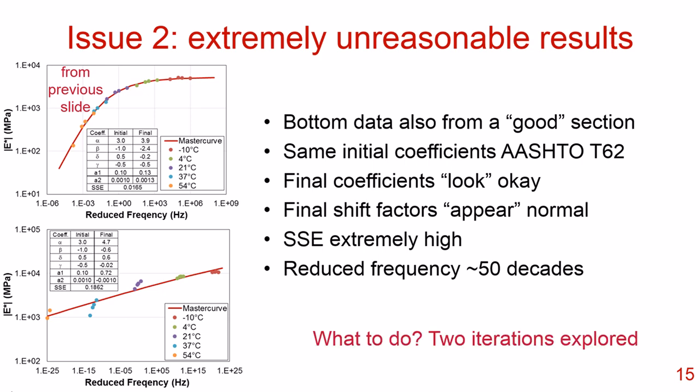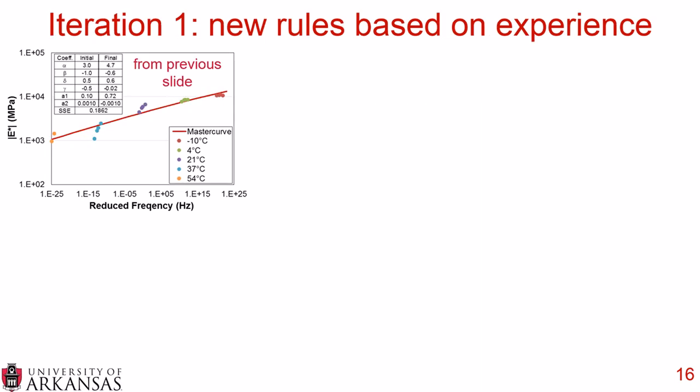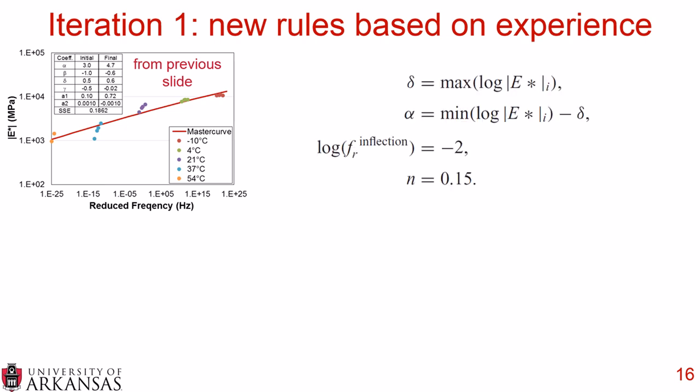So, what do we do? We looked at two different iterations. The first iteration was new rules based on experience. So we're going to stick with our so-called bad data over the 50 decades and say this was unreasonable, what can we do? So our first iteration was to input these values. And this is based on experience. This is just based on work that we've done over the years saying, well, we could tweak those initial guesses and have a little more accuracy.